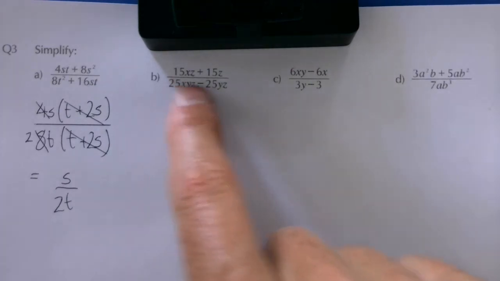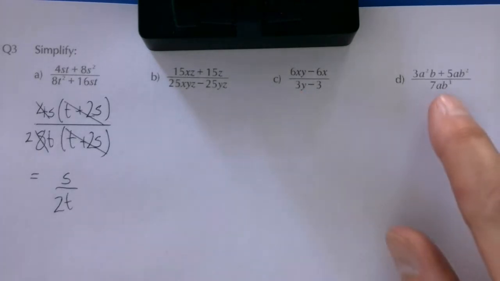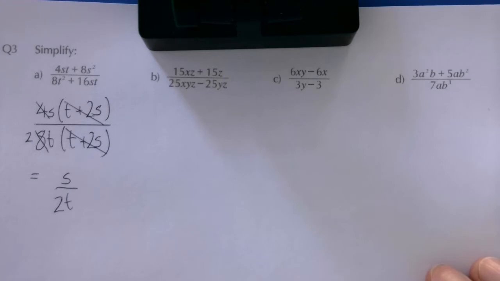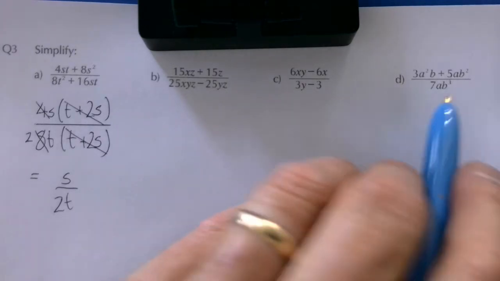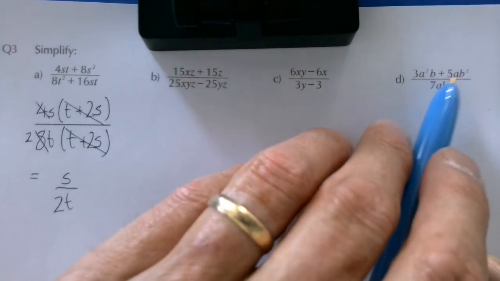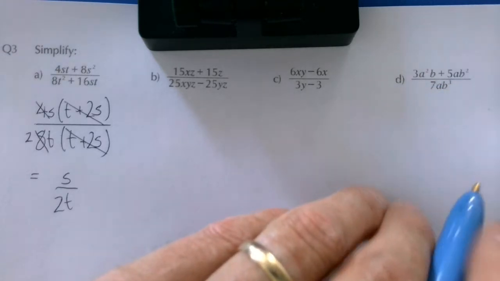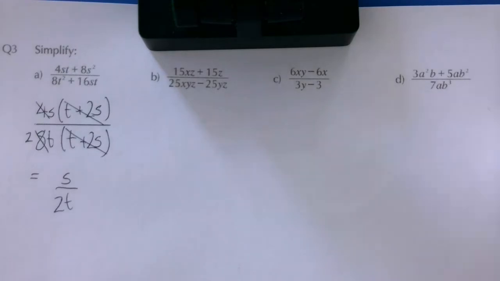Now, these two are similar, so I'm going to pause in a minute and get you to have a go at those. This one's a little bit different. I can't help noticing that I've got an A and a B in both of these terms here, and an A and a B in both of those terms there. So anyway, have a go at those 3, and pause the video at this point, and I'll come back with the answers in just a sec.